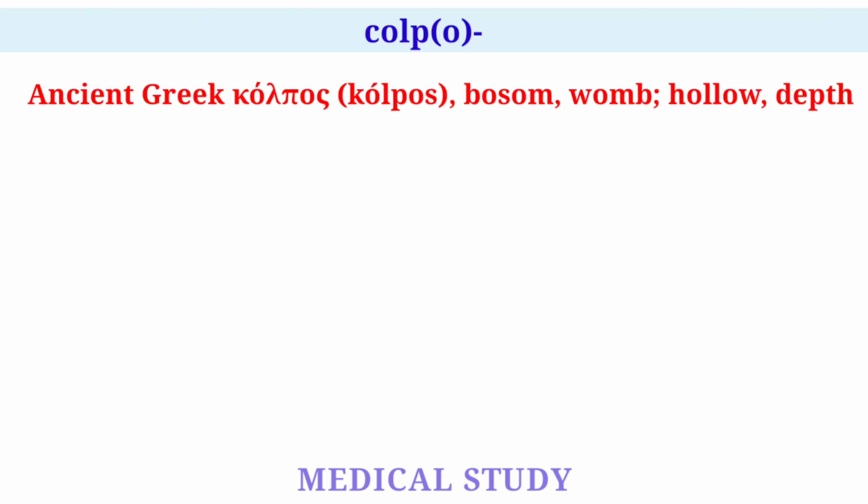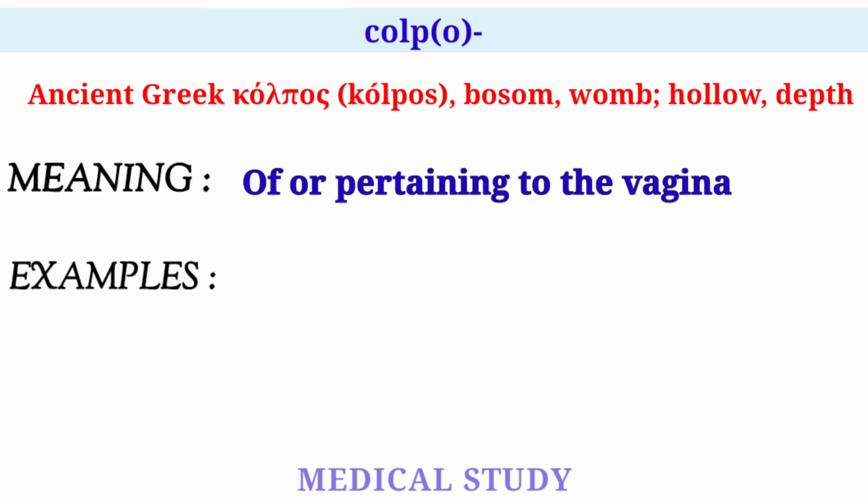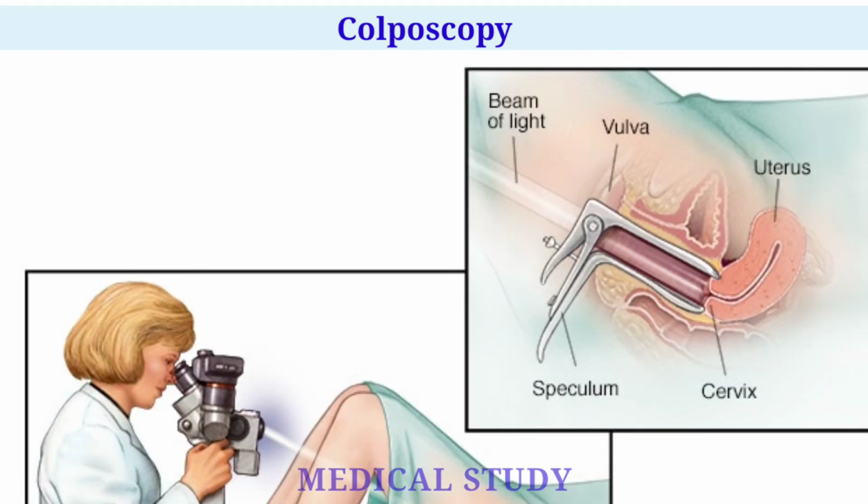Colpo, which originated from the ancient Greek word, means of or pertaining to the vagina. Example, colposcopy. A procedure in which a lighted magnifying instrument called a colposcope is used to examine the cervix, vagina and vulva.